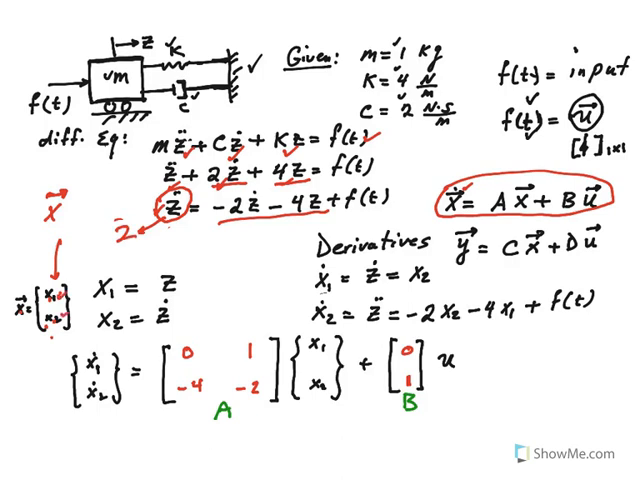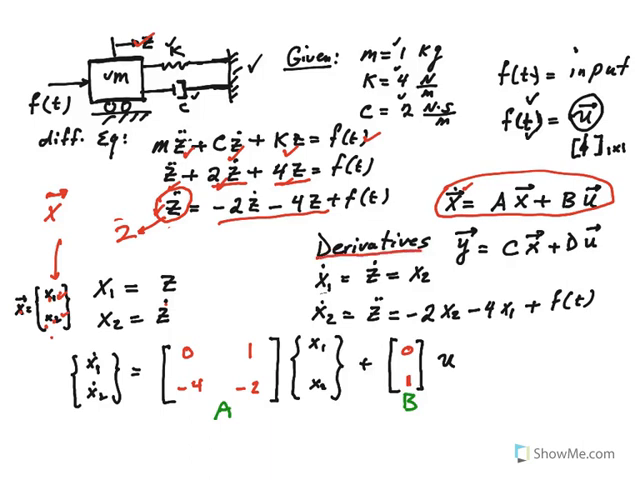So x1, set it equal always to this z. Then x2 becomes the derivative of this, z dot, always. It's always like that. x1 equals your displacement. x2 becomes the derivative of your displacement, which is velocity. All right. Now come over here.